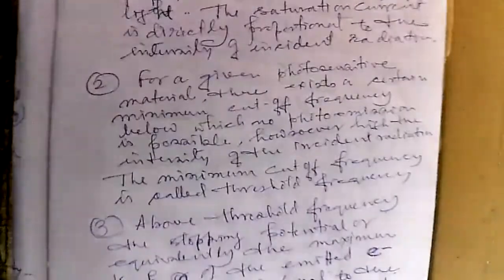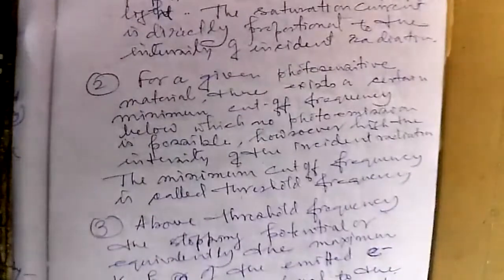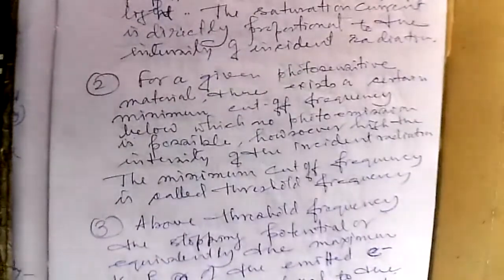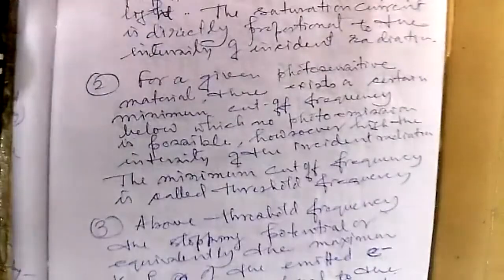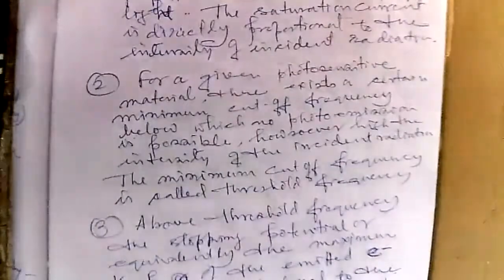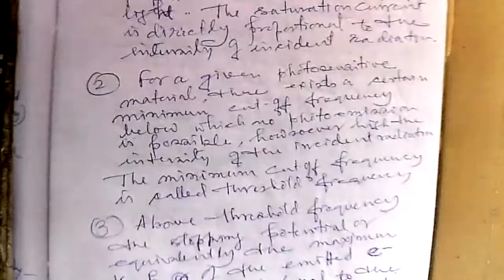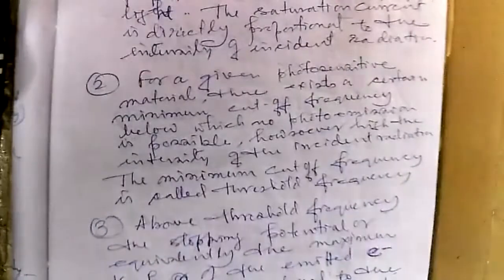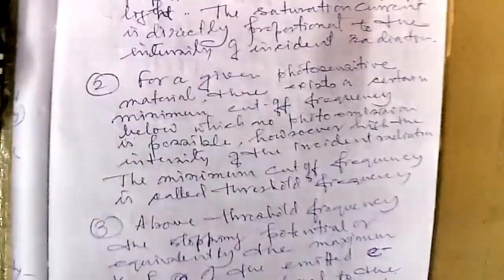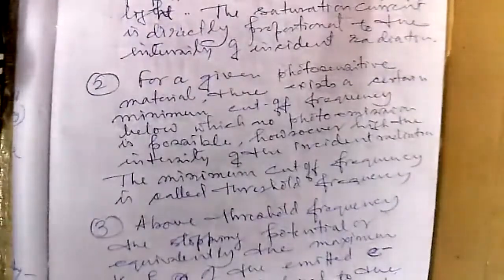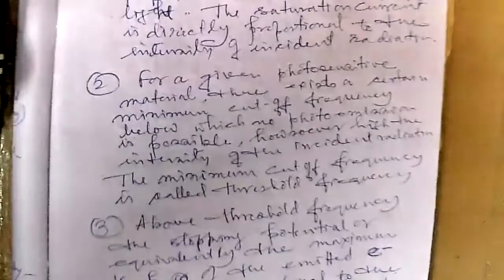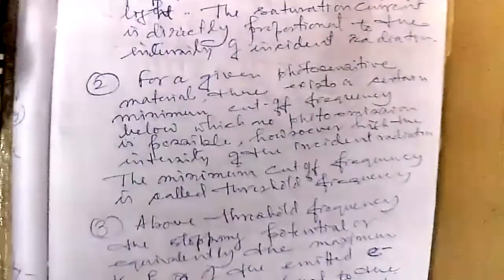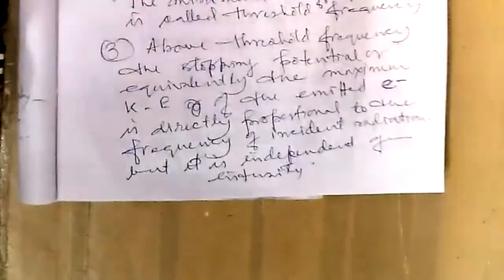Secondly, for a given photoelectric material, there exists a certain minimum cutoff frequency below which no photoemission is possible, however high the intensity is. So there always exists a cutoff frequency, which is called the threshold frequency. Above the threshold frequency, the stopping potential, or equivalently the maximum kinetic energy of the emitted electron, is directly proportional to the frequency of the incident radiation.